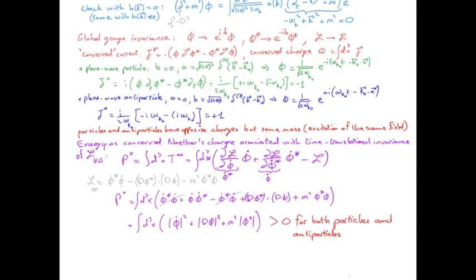So we showed that in the case of the charge associated with the symmetry under global gauge invariance, but it turns out that every charge associated with any symmetry will have an opposite sign for particles and for antiparticles.